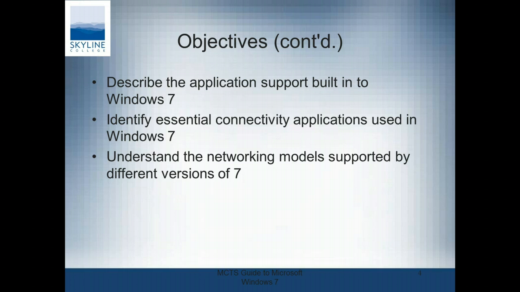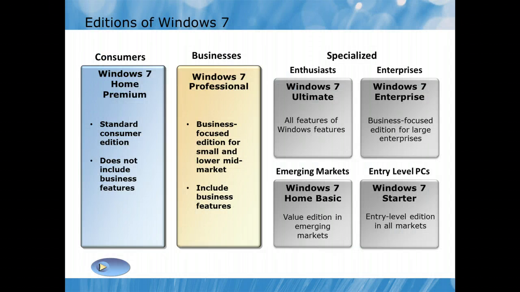Networking models supported by different versions of Windows 7, and the models themselves are going to be like home groups, home networking, work group sharing, and then domain, and we'll talk about those a little bit when we get there. This is the slide that came from Microsoft and the different versions. You notice we do have several, and these are broken down to different areas where you might use these things.